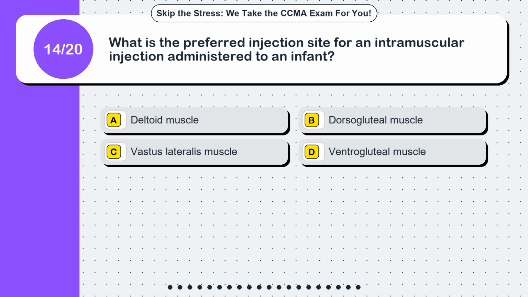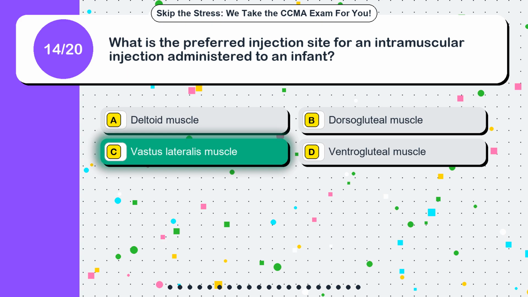Question 14. What is the preferred injection site for an intramuscular injection administered to an infant? Option A. Deltoid muscle. Option B. Dorsogluteal muscle. Option C. Vastus lateralis muscle. Option D. Ventrogluteal muscle. The correct answer is option C.